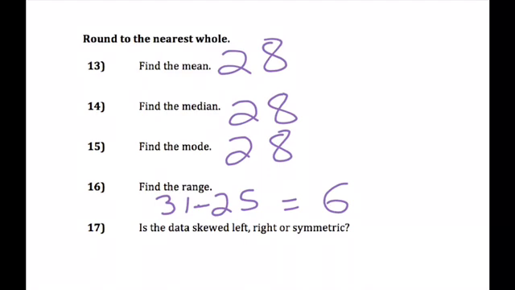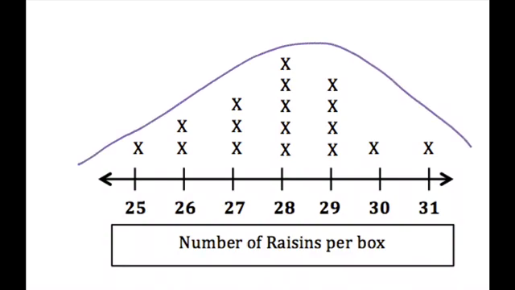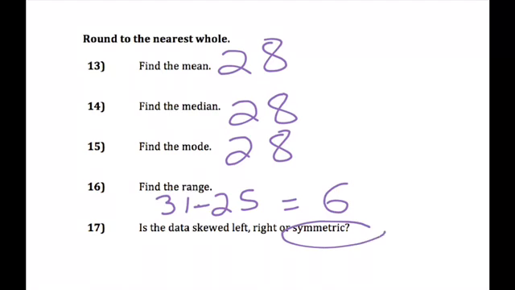Is the data skewed left, right, or symmetrical? Well, if we were to draw a shape around it, which we're going to do really quickly right here, we would see that the hump is in the middle. It looks more like the top of a cupcake, so this would be symmetric. So we would answer symmetric there.